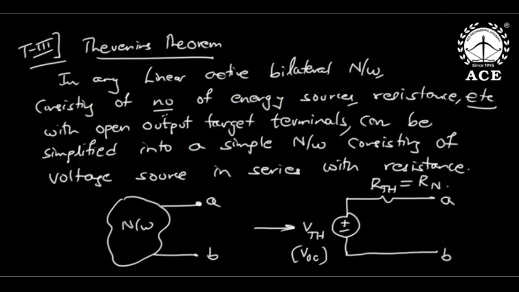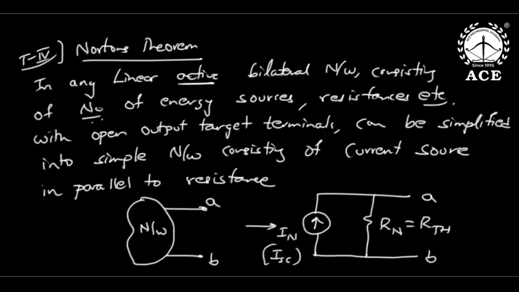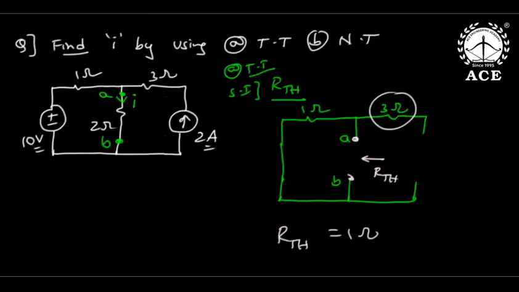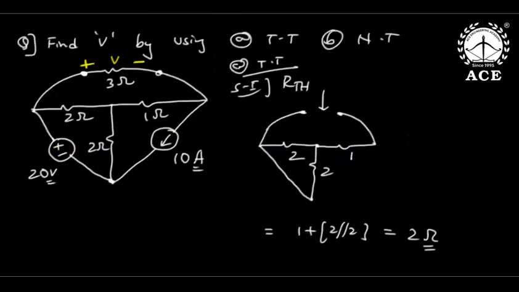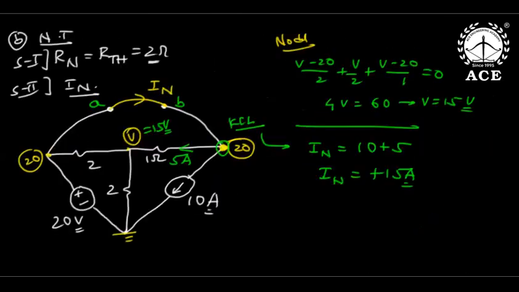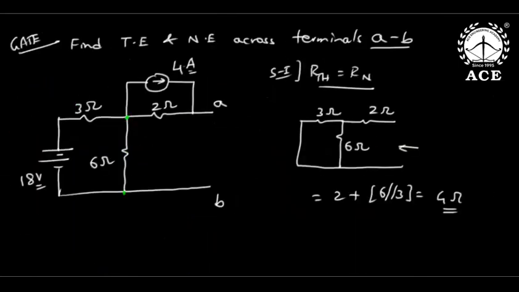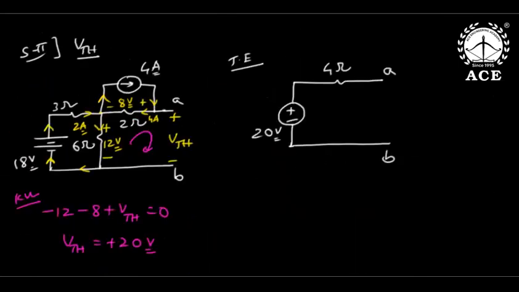Then Thevenin's theorem, the most powerful of all. Thevenin's will convert any complex linear active bilateral network into a voltage source in series, and Norton will convert it into a current source in parallel. Then here, category 1 is only independent sources, so I did a lot of models here. Category 1 is very easy because independent sources are easily suppressible. We can directly find resistance, and I did GATE bits also.